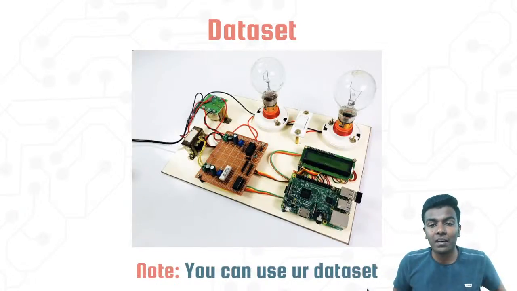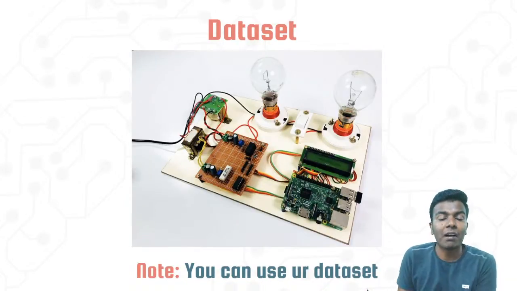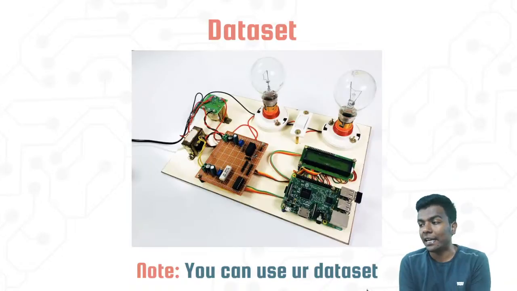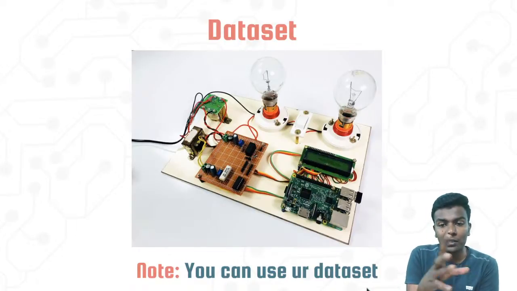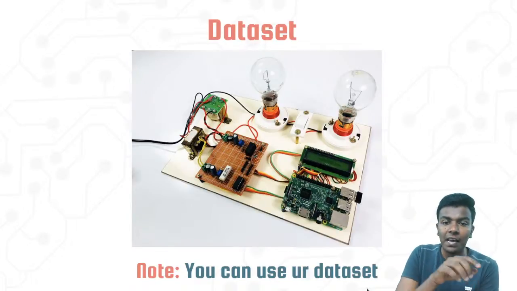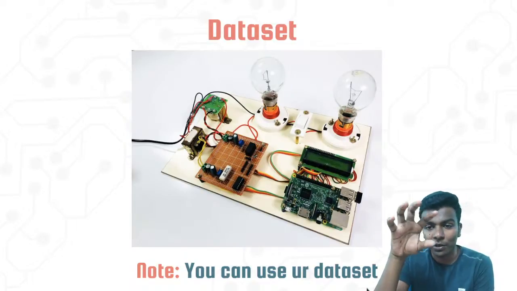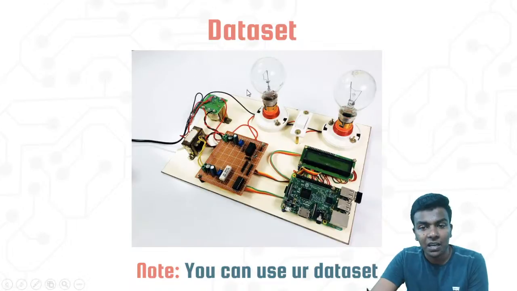Before going on to that, I would like to give you an overview of the hardware which I have used for creating the data set. Here we have the picture of the hardware. I hope you know the basic hardware, which is Raspberry Pi, and then LCD and then bulbs. 2 bulbs are here, and in between there is a switch. Other than that, these 2 things are there.